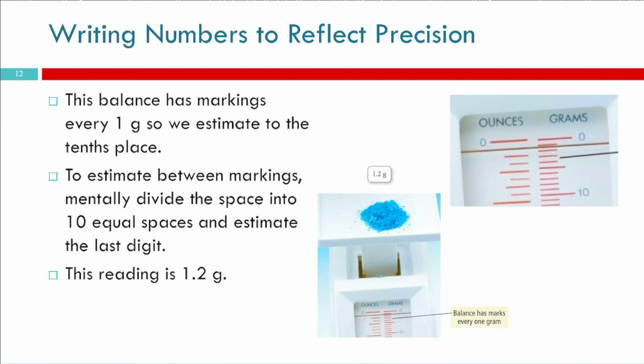So this balance has markings every gram, so we estimate to the tenths place. So you always estimate one place farther than the most precise units. So we got 1 gram. So to estimate between markings, mentally divide the space into 10 equal spaces and estimate the last digit.